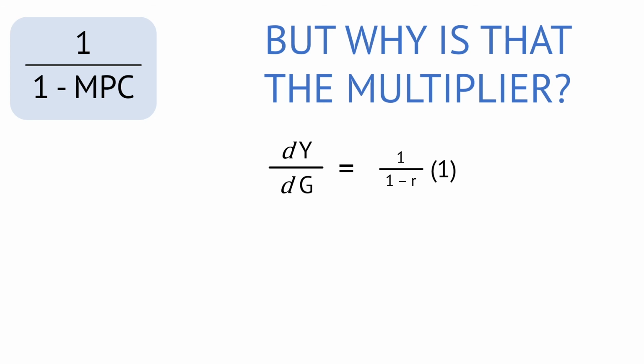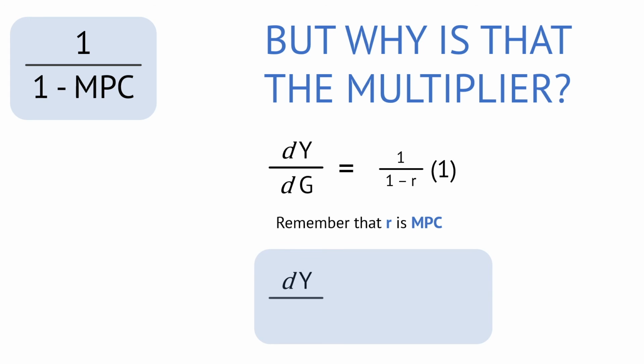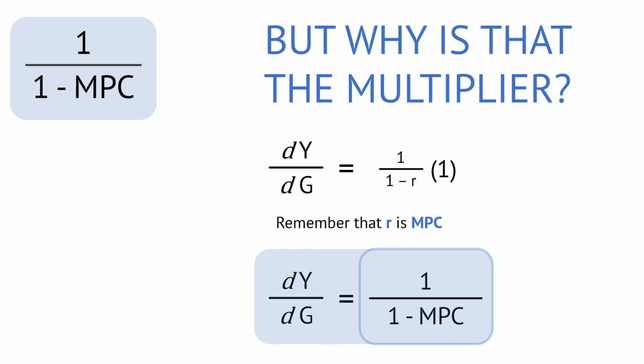Since this is the last thing we have, we can start to rewrite this, because remember, that r is our MPC. And so we can sub in MPC for r, and we get the change in y over change in g is equal to 1 over 1 minus MPC. And that's exactly what the multiplier is, right? This right here is our spending multiplier.